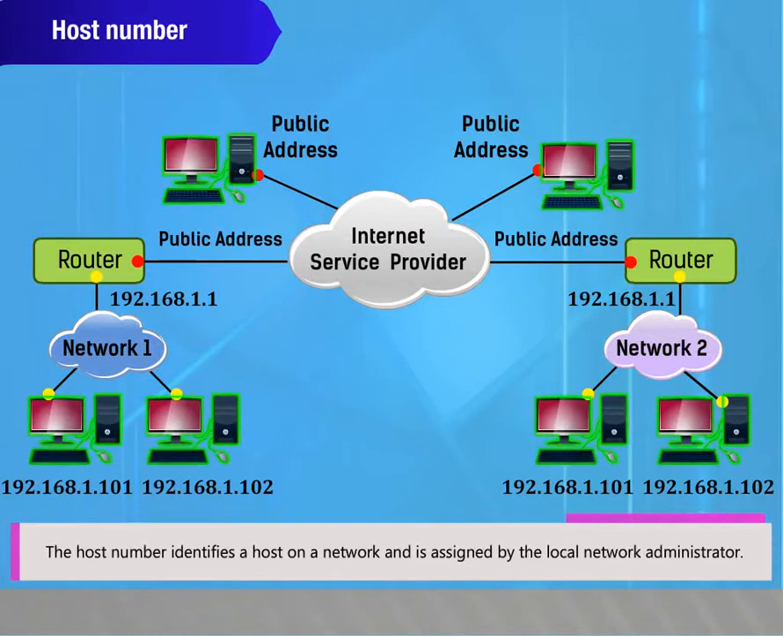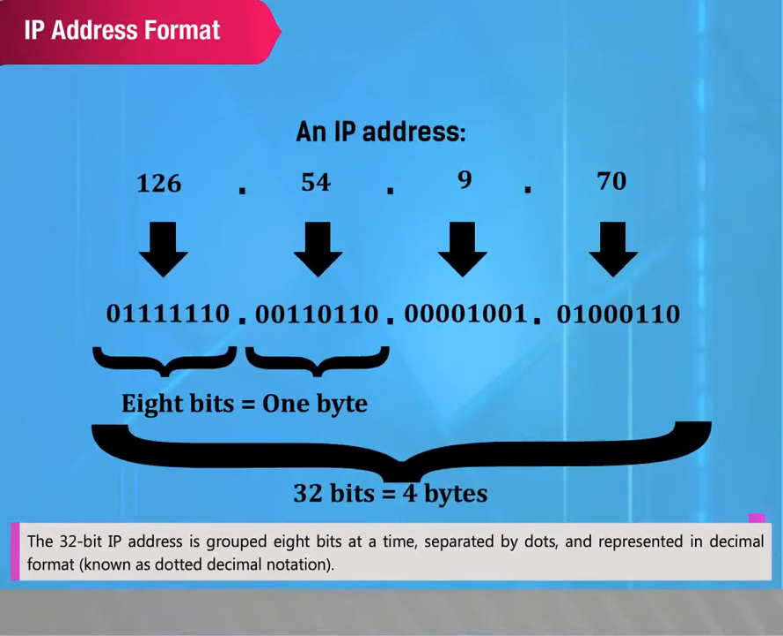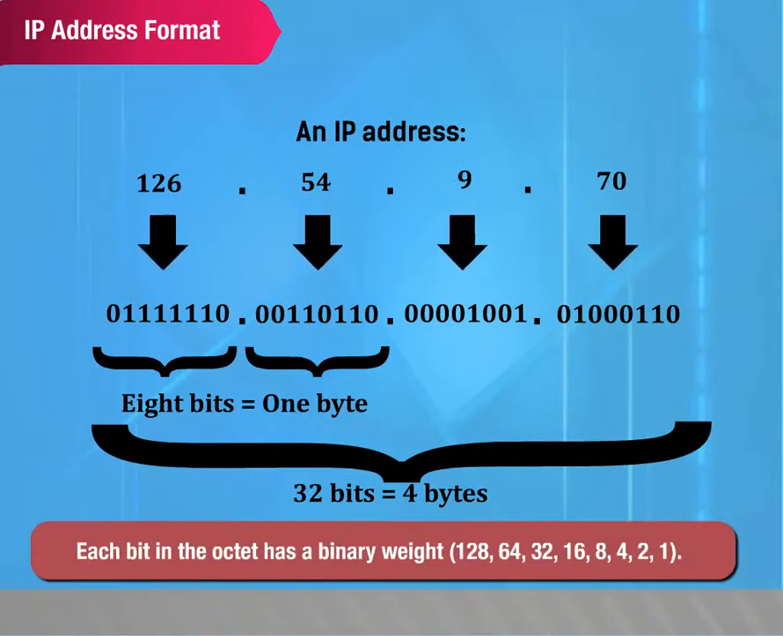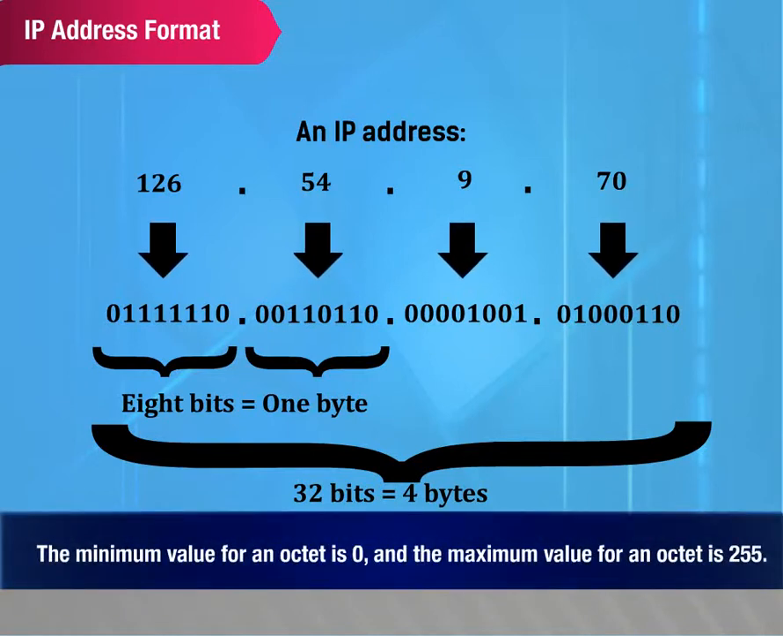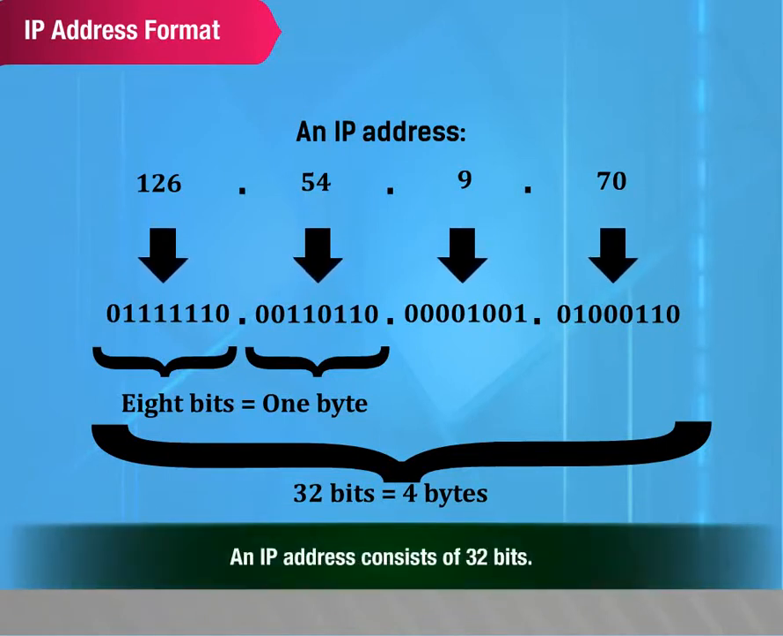Host number. The host number identifies a host on a network and is assigned by the local network administrator. IP address format. The 32-bit IP address is grouped 8 bits at a time, separated by dots and represented in decimal format known as dotted decimal notation. Each bit in the octet has a binary weight of 128, 64, 32, 16, 8, 4, 2, 1. The minimum value for an octet is 0 and the maximum value for an octet is 255. An IP address consists of 32 bits.